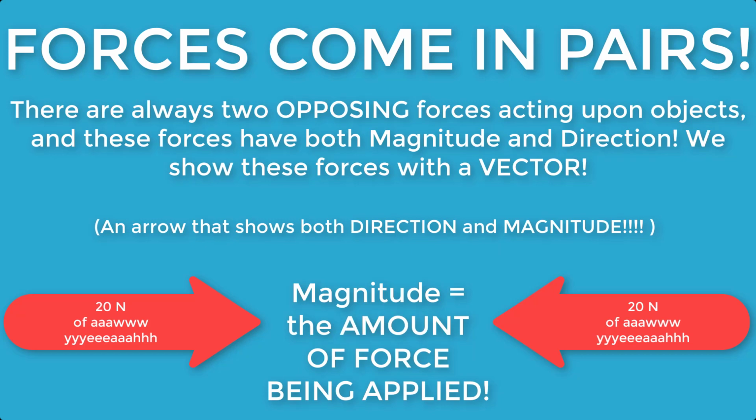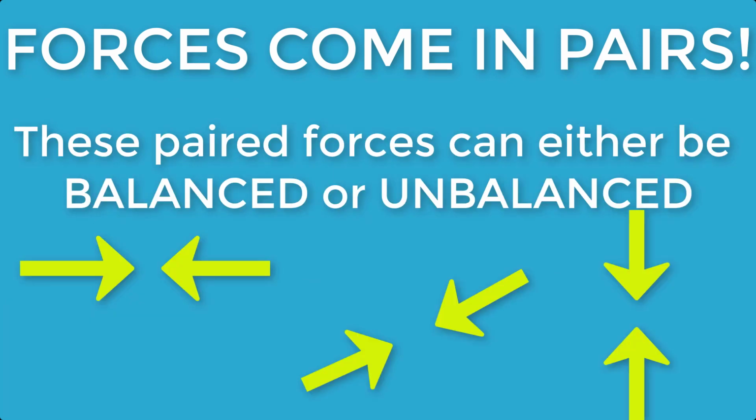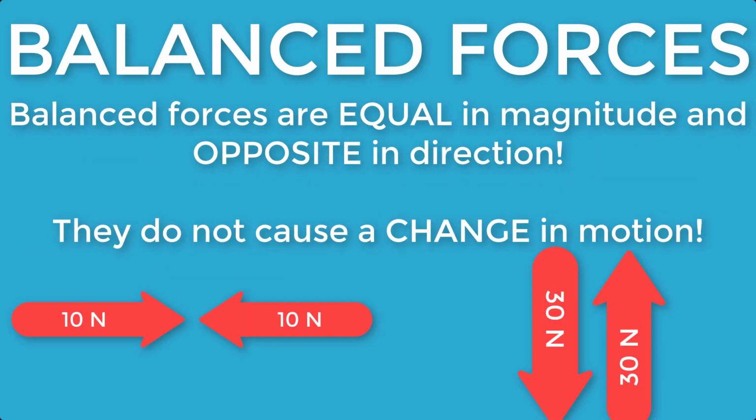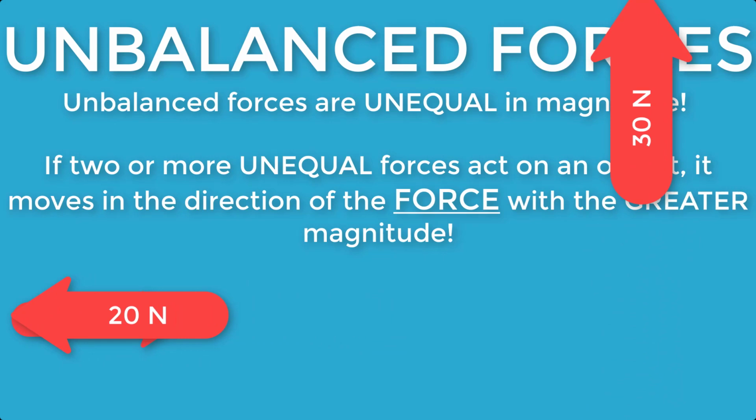Remember, magnitude equals the amount of force being applied. Forces come in pairs, and these paired forces can either be balanced or unbalanced. Balanced forces are equal in magnitude and opposite in direction. They do not cause a change in motion. Unbalanced forces are unequal in magnitude. If two or more unequal forces act on an object, it moves in the direction of the force with the greater magnitude.